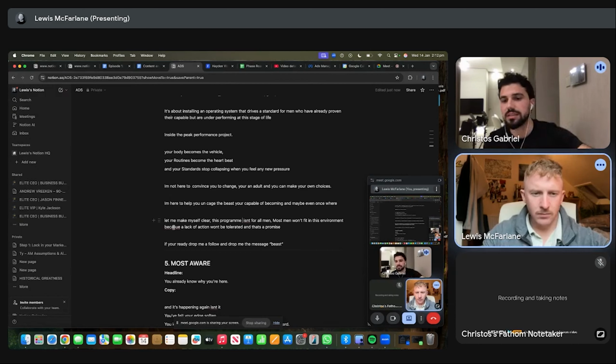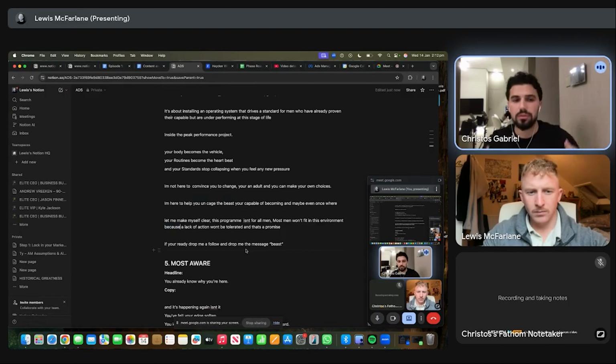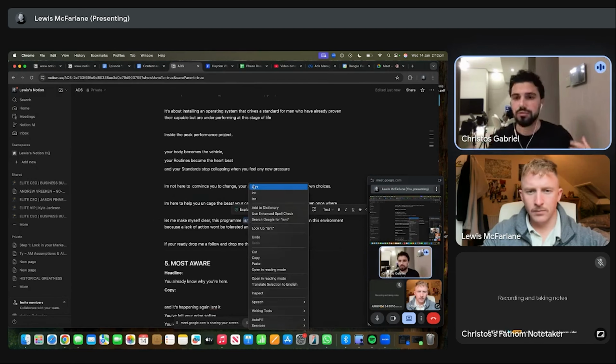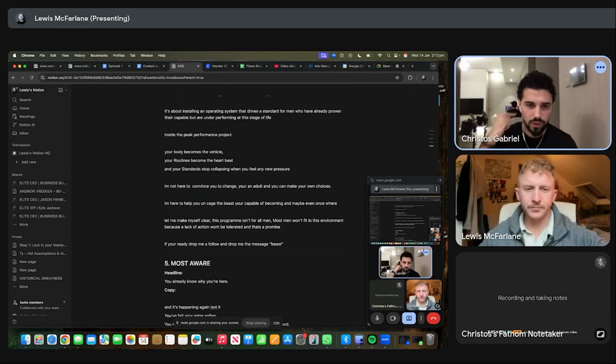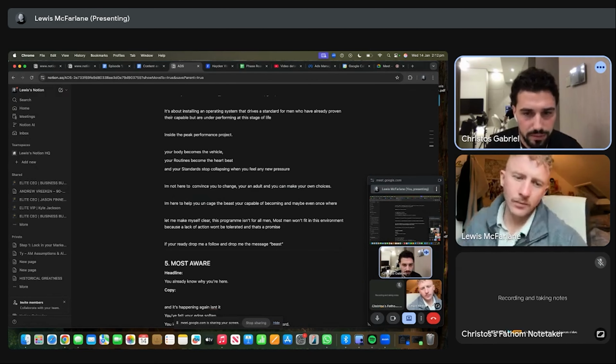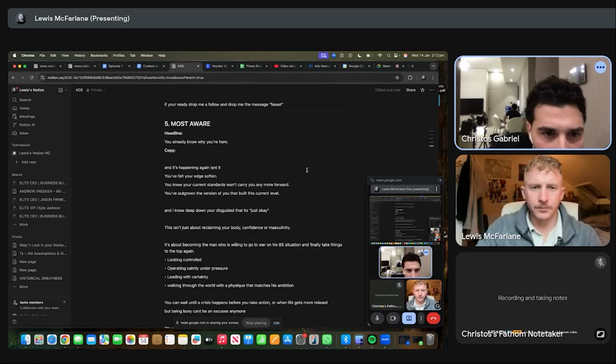Nice. When it comes to the CTA, bro, just make sure it rolls off and it feels real, right? Enforced. Okay, cool. This is the last one now, most aware.